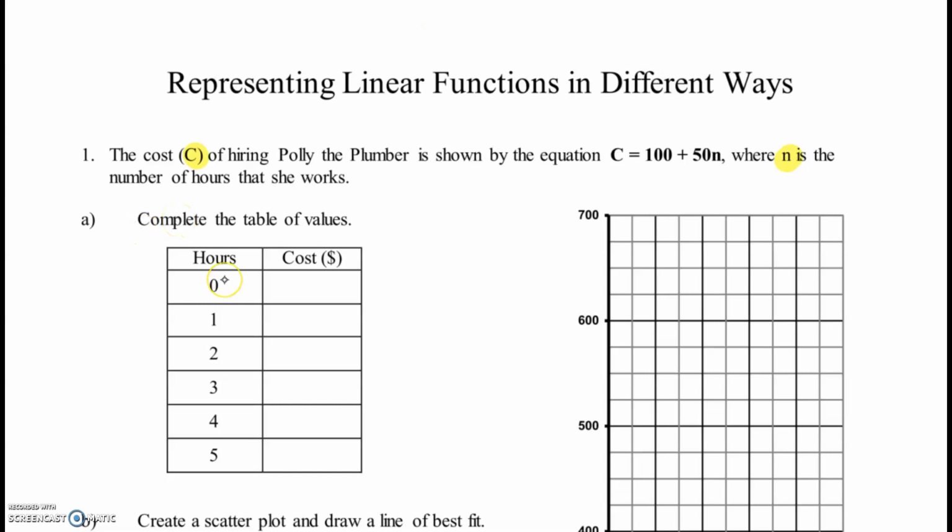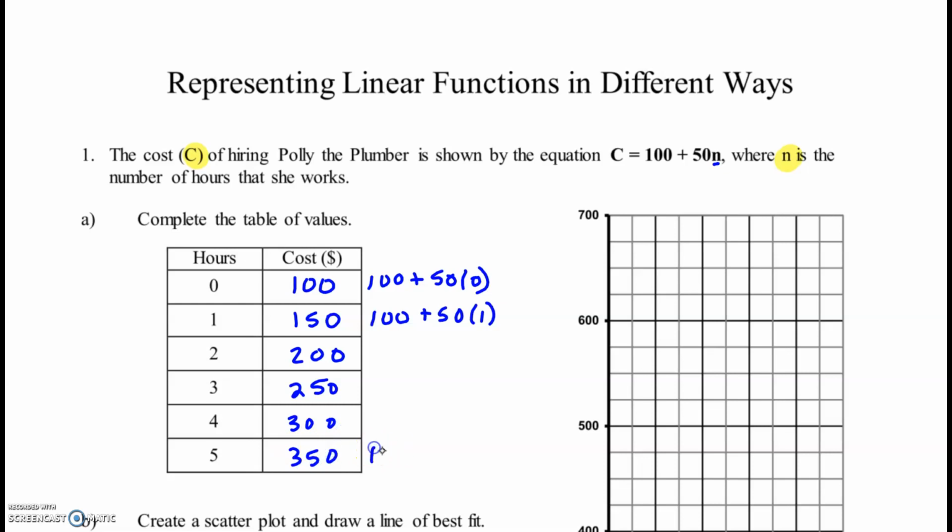So at 0 hours, that means that in my equation, it would be 100 plus 50 times 0. So 50 times 0 is 0, plus 100 gives me 100. For 1 hour, we would do the same thing. We're going to plug 1 into n. So 100 plus 50 times 1, and that's going to be 150. And then we can see the next one would be 200, 250, 300, and 350.